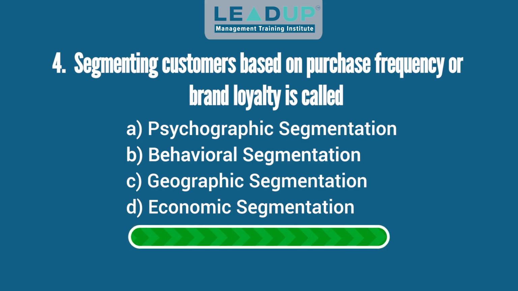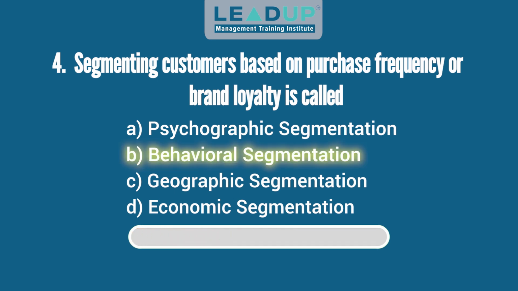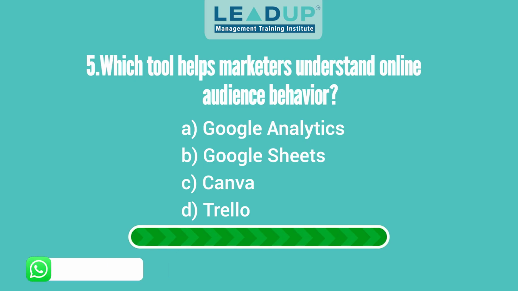Question 4. Segmenting customers based on purchase frequency or brand loyalty is called A. Psychographic segmentation, B. Behavioral segmentation, C. Geographic segmentation, and D. Economic segmentation. Answer: behavioral segmentation.